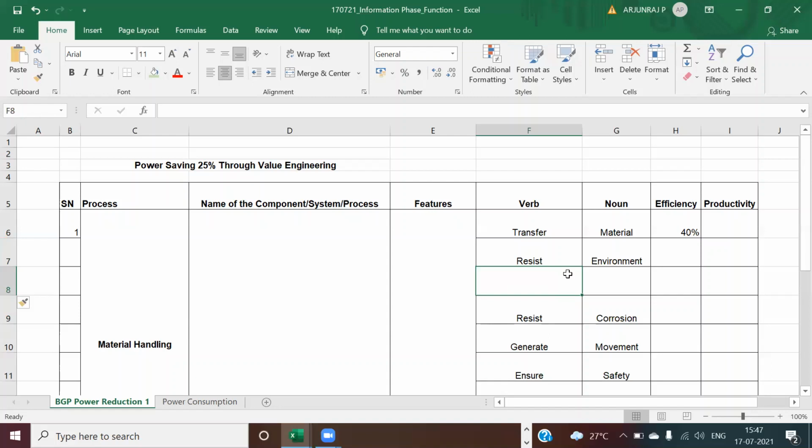Okay, which means it connects. So basically joining, connectivity between the two points. Yeah, it is basically joining, connecting components. Okay, it can connect. What is the next noun? What can be connected? But I think resist environment is not required. No, it is not. Yes, connectivity you can write.